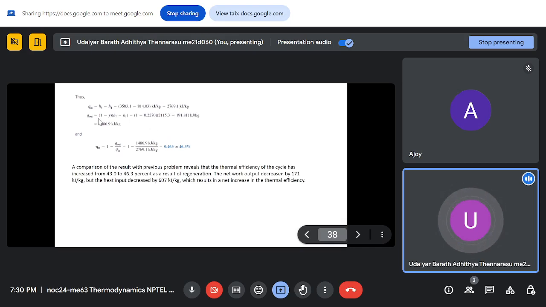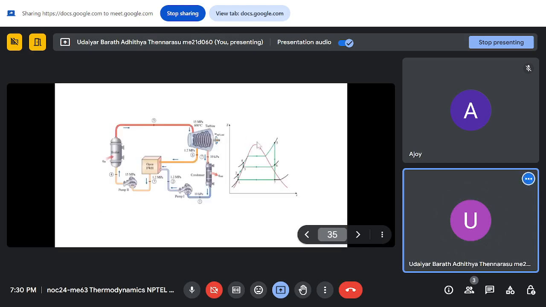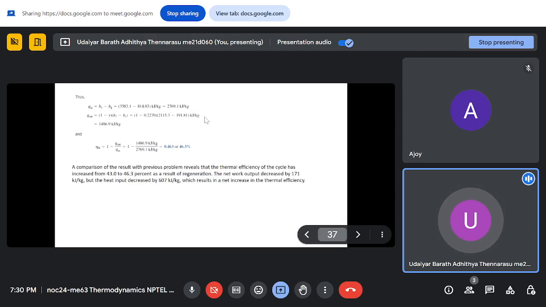And if you see in the condenser, you have already taken away y fraction of fluid in the turbine to take it into the open feed water heater. So y part goes into the open feed water heater, and only 1 minus y part goes from state 7 to the condenser. So 1 minus y into H7 minus H1 will give me 1486.9 kilojoule per kg, or an efficiency of 46.3%.